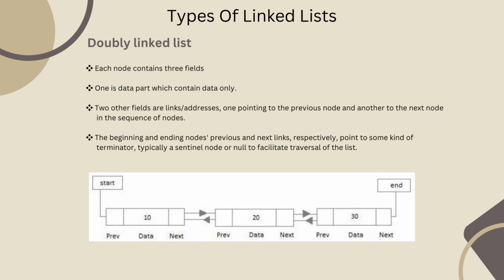There are 2 pointer variables, start and end. Start will be pointing to the first node, and end will be pointing to the last node, making it capable to traverse in both directions.